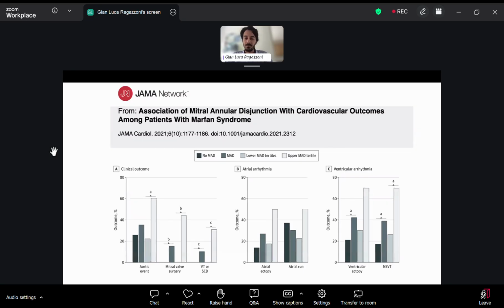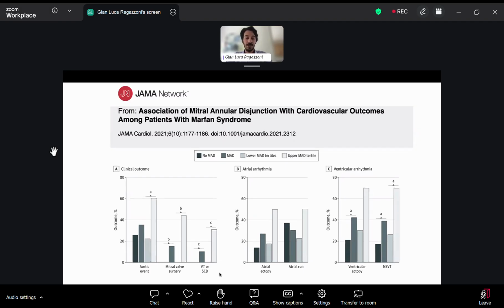What happens in the patients we see, in Marfan patients, for example? This was a study conducted on patients with Marfan syndrome, and we can see on the right that the patients that had the MAD had a higher risk of having ventricular ectopies and non-sustained VT. But the authors didn't stop there. They also looked at MAD tertiles, so they divided the patients based on the length of the MAD. And what they saw is that the patients that had a higher degree of MAD were at a higher risk of ventricular ectopy and non-sustained ventricular tachycardia. But not only.